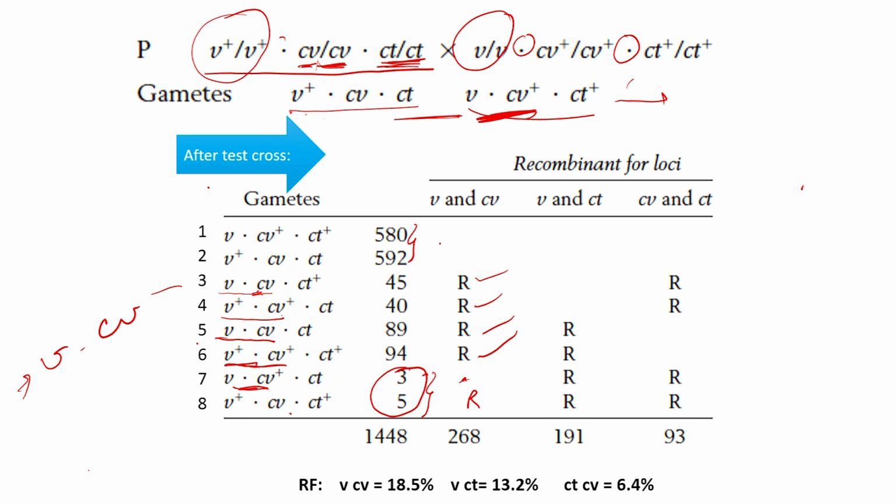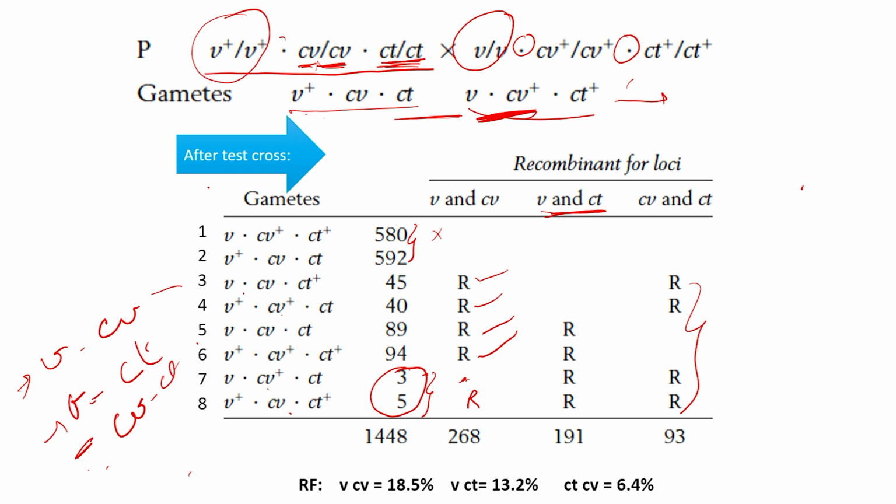So, same way as we have calculated the distance between V and CV, we will calculate the recombinant between V and CT, and then we will look at the distance between CV and CT. So, all the 3 possible combinations we will find the recombinant. I will just go through once, and this one you can understand yourself. So, let us see, these are the 2 parental types, we do not need to look at them. So, see here. So, what we are looking at is V and CT.